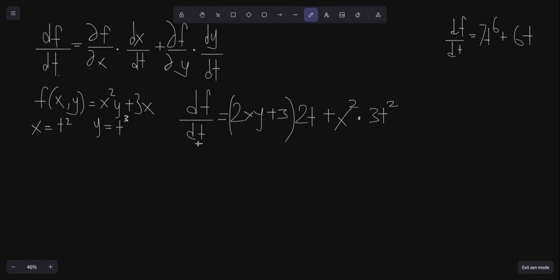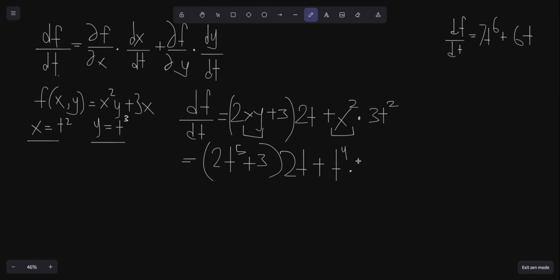I want to find out how t changes and how that affects f. And I know that x is equal to t squared and y is equal to t to the third power. Let's just substitute these values in for this. So I'm just going to get 2 multiplied by x times y. So x times y, that's just t to the 5th power, plus 3 multiplied by 2t, plus x squared, that's just t to the 4th power times 3t squared.